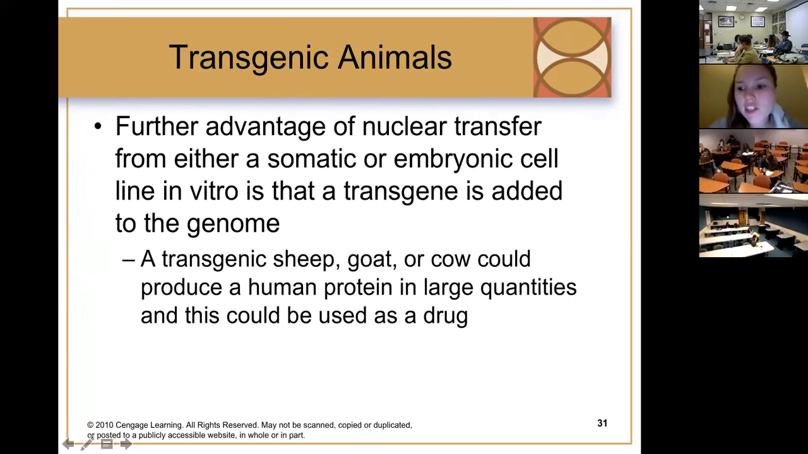Further advantages of this nuclear transfer technology would be transgenic animals, which I know is a term you've heard before because we've been over it several times. A transgenic sheep, goat, or cow could be made to produce a human protein in large quantities that could be used as a drug. Basically, you're inserting a gene from one organism into another organism, and that makes your transgenic animal. So you all should be familiar with that term.